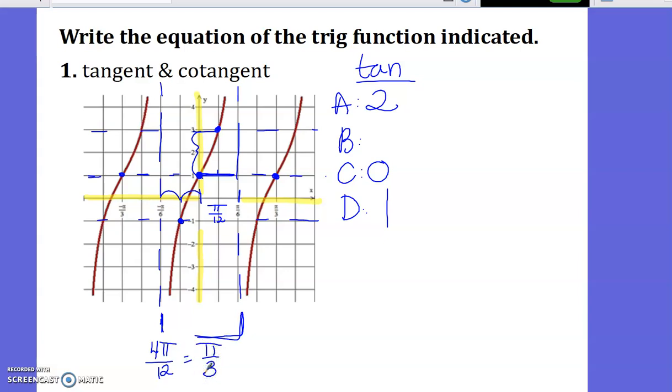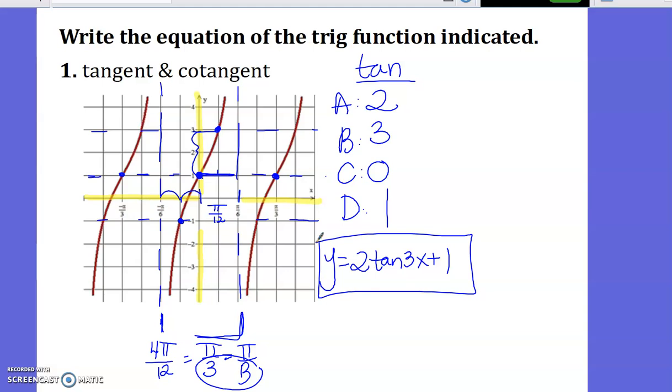Now, the period for tan and cotan is equal to pi over b. With sine, cosine, secant, and cosecant, we always set the period we found equal to 2 pi over b. Well, here I set this equal to pi over b, and I can easily see that b is equal to 3. So y equals 2 tan 3x plus 1.